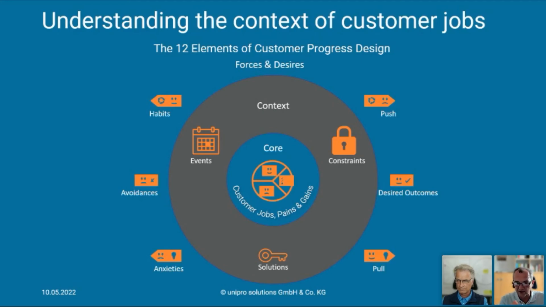It's like a rubber band, right? I want to move forward, but there are some concerns and things I like in my comfort zone that hold you back. These are 12 items in total: 3 customer job pains and gains, 3 context items, and 6 on the outside, which are like the motivators and demotivators. And these are the things that we look at.